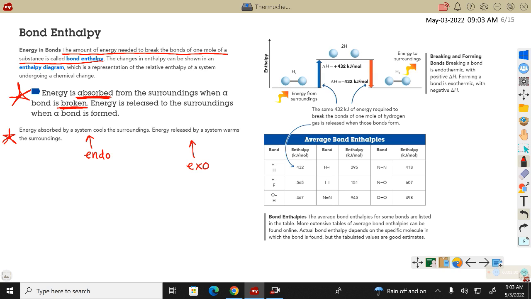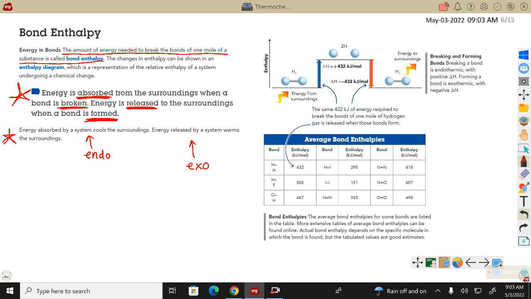Think about magnets that are very attracted to each other. If I want to separate those magnets, I need to add a little elbow grease. I need to add a little energy. But on the flip side, energy is released when bonds are formed. Energy is released when new bonds are formed.